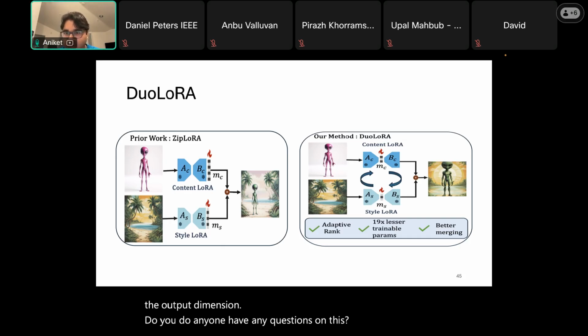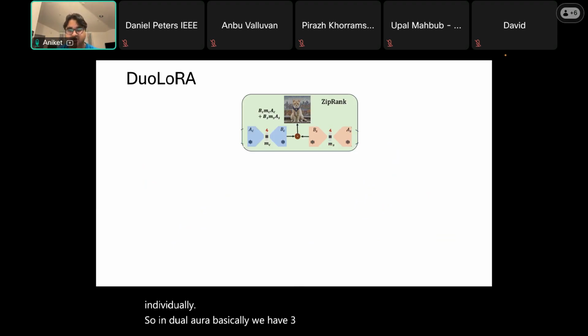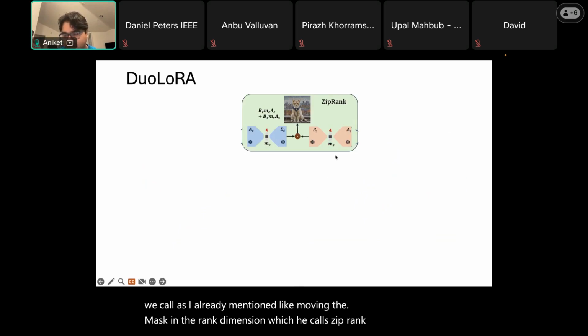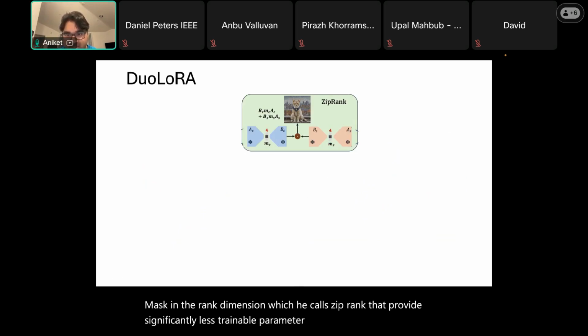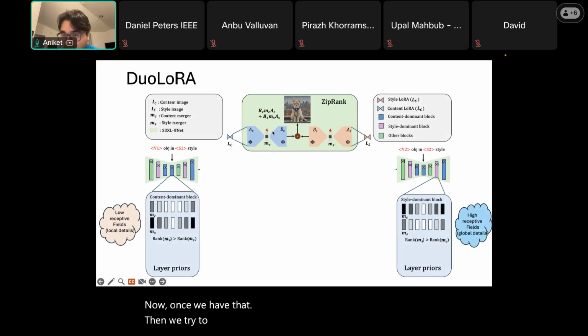Yeah, if not, then maybe I'll move to the next slide where I'm going through each component individually. So in DuoLoRA, we have three components. The first component, as I already mentioned, is learning the mask in the rank dimension, which we call ZipRank, that provides significantly fewer trainable parameters and adaptive rank flexibility.